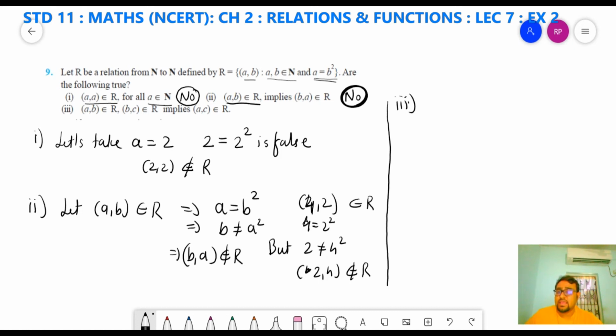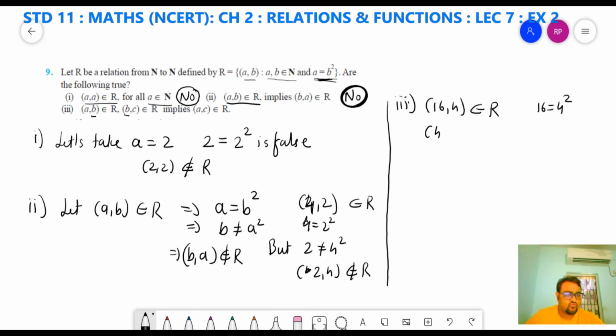We will take example (A, B) belongs to R, (B, C) belongs to R. Means this is satisfying. Here see these are common. Clear? Then (A, C) must belong to R. The question is (A, C) must belong to R. So if I take (16, 4). Now we know that A means 16 is equal to 4 square. So it is satisfying this equation? Yes. So this is belonging to R.